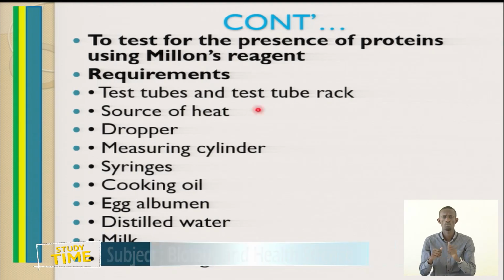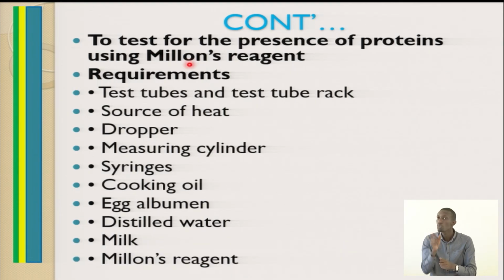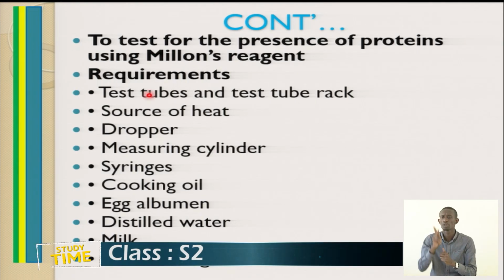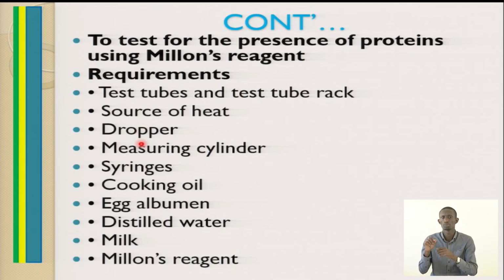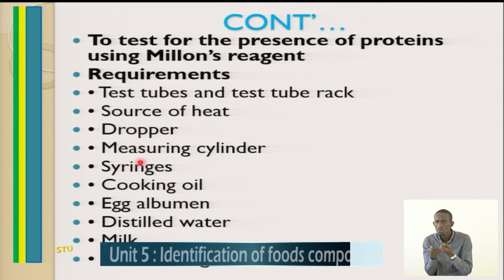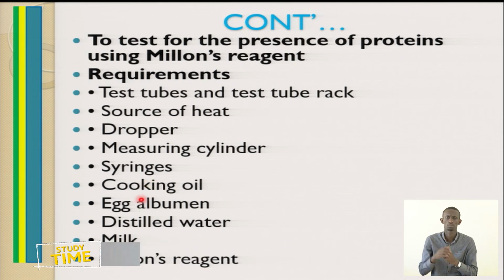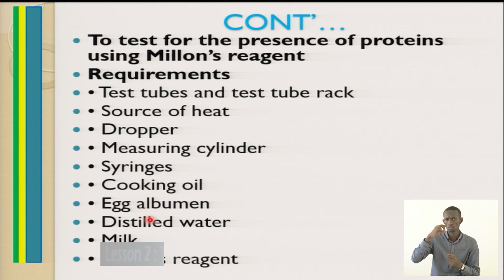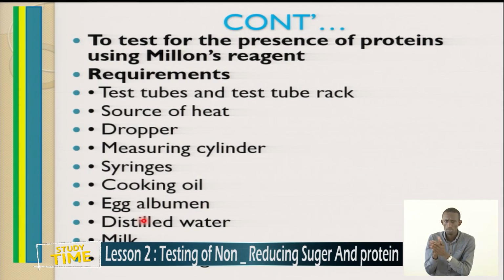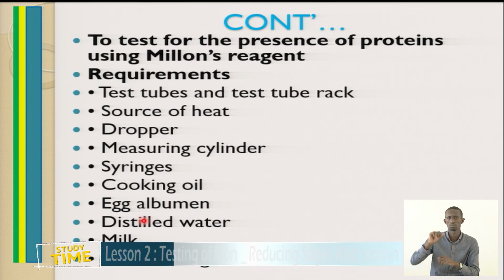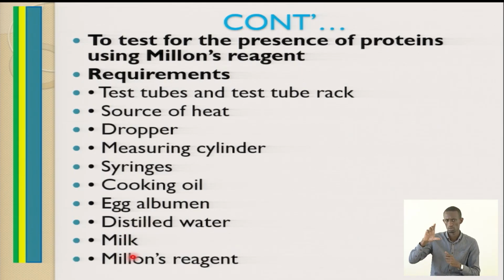To test for the presence of proteins by using Millon's, these are the requirements. You must have test tubes and a test tube rack, a source of heat, droppers, measuring cylinders, and syringes. We also have examples of food samples: cooking oil, egg albumin, and distilled water. Why do we use distilled water? Most of the time we use distilled water as a control experiment. Milk, and now Millon's reagent.